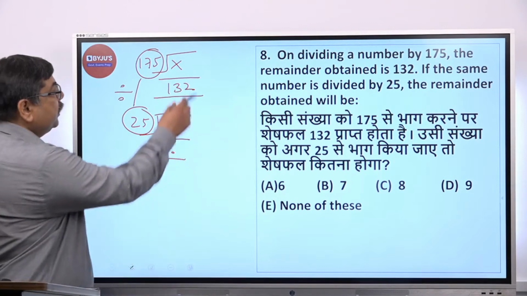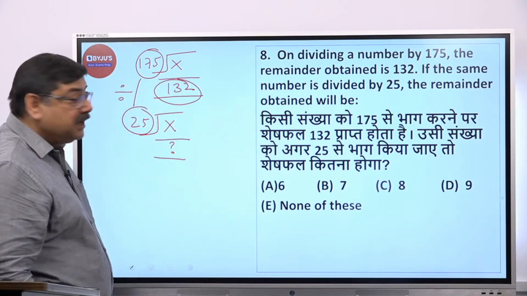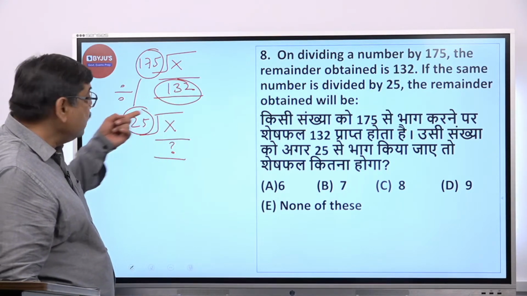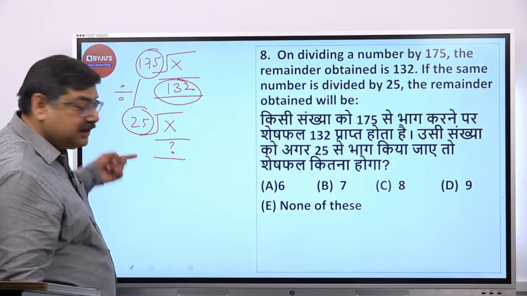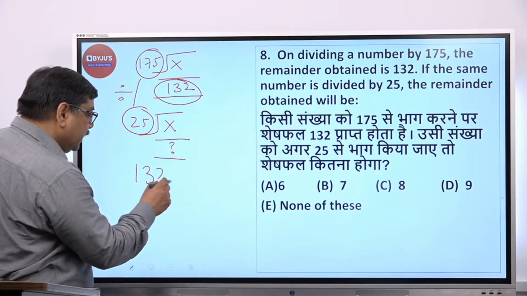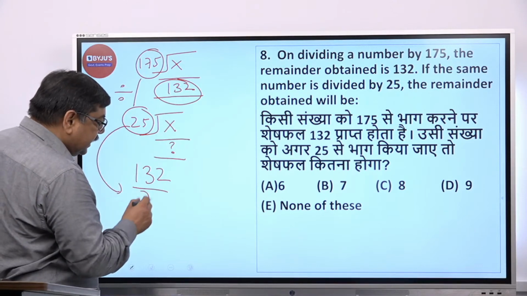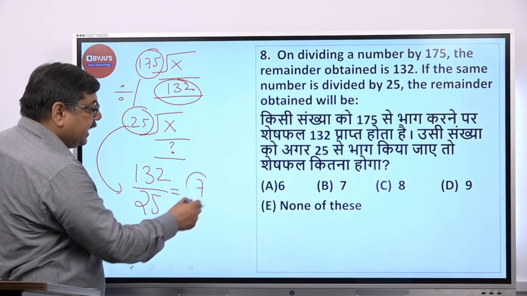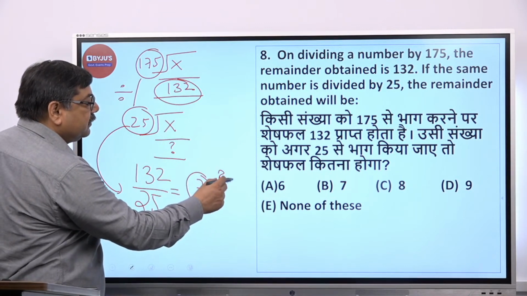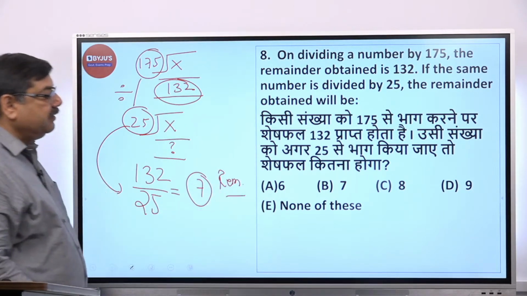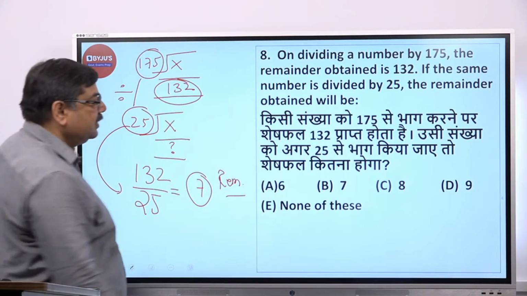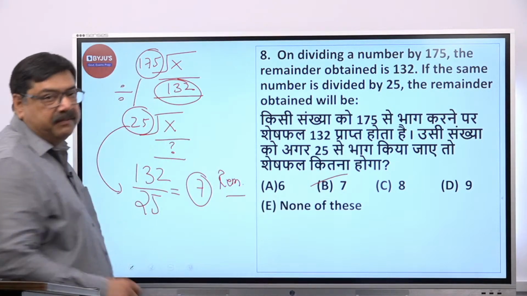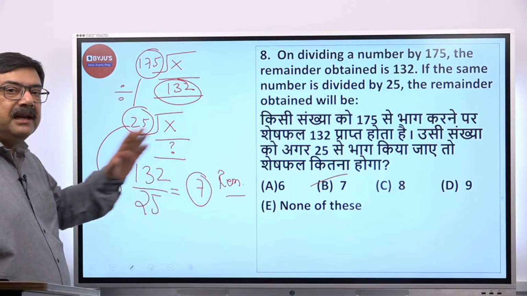Then what do you do? You divide the first remainder by the second divisor. So, dividing 132 by 25, the remainder once again is 7. All right. That is choice B. So, I hope this one is clear for you.